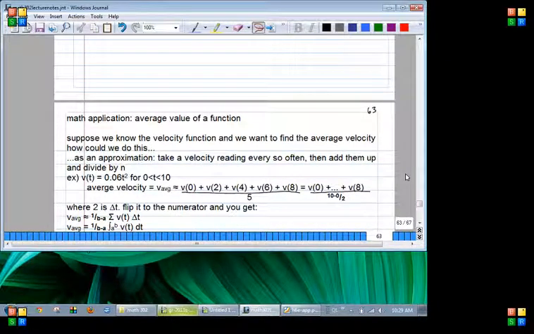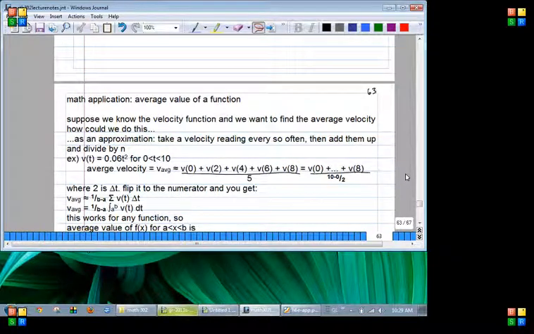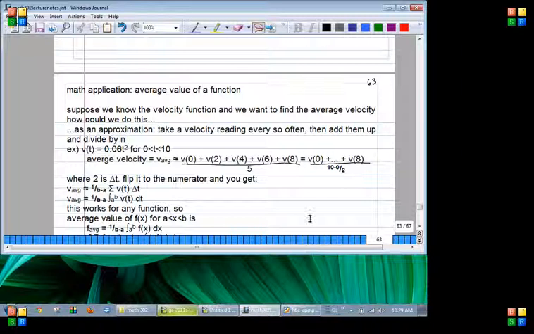So it looks like this. The average velocity is just 1 over b minus a times the integral from a to b of v of t dt. Now, I said velocity just because I felt like using an application, but everything that we've said you can do for any function. So, the average value of a function on a to b is just 1 over b minus a times the integral from a to b of f of x dx.